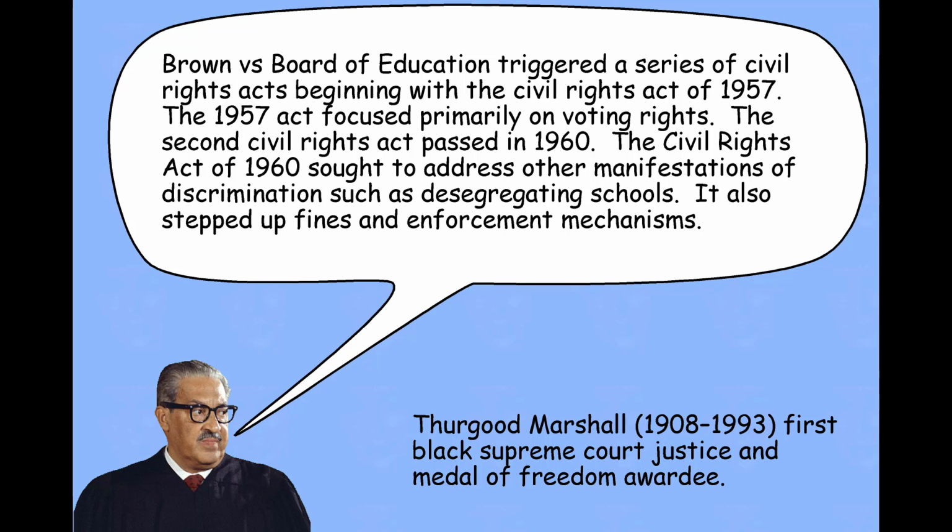So Brown versus Board of Education triggered a series of civil rights acts, beginning with the Civil Rights Act of 1957. The 1957 Act focused primarily on voting rights and wasn't particularly successful at rolling back the various Jim Crow measures to prevent voting. The Second Civil Rights Act passed in 1960. The Civil Rights Act of 1960 sought to address other manifestations of discrimination, such as desegregation in schools. It also introduced a number of mechanisms for the enforcement of these kinds of laws and stepped up the fines for violations.